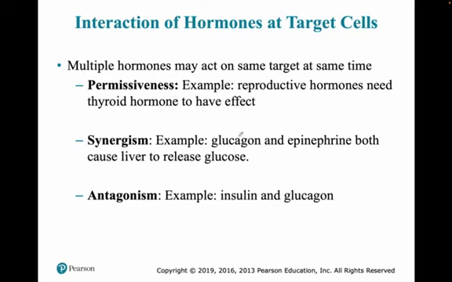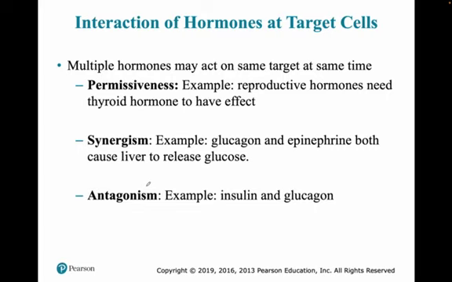Synergism, for example, glucagon and epinephrine both can act on the liver to release glucose. So they act kind of together. They can do the same thing actually. And this can also cause amplification, because if both are working together, then it can produce too much glucose. Antagonism, exactly the opposite way.